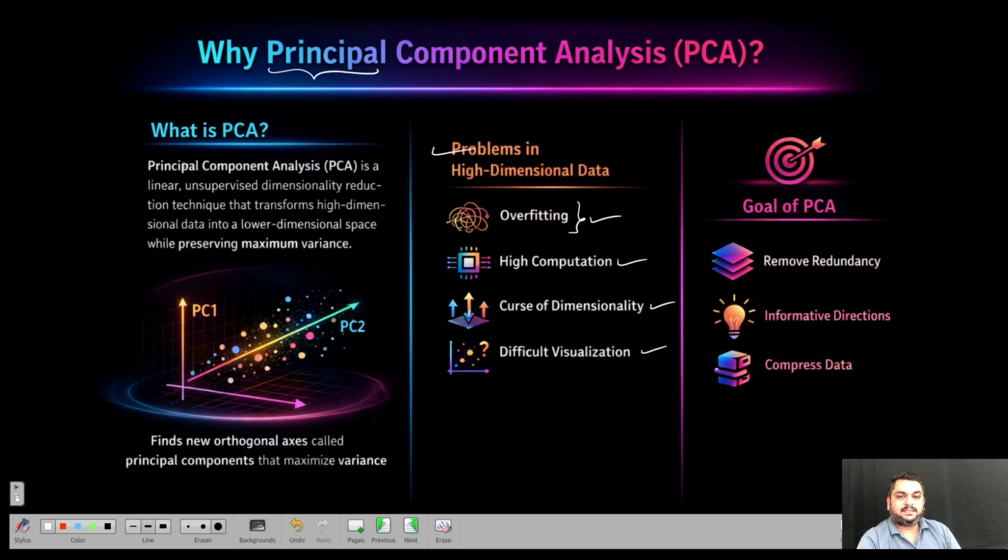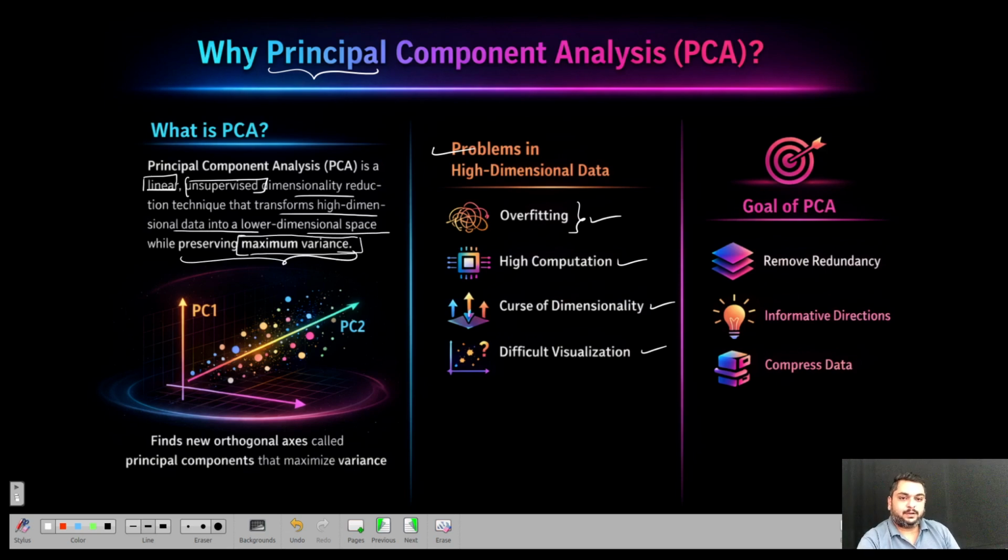So what exactly is it? PCA is a linear, and this is very important, linear, unsupervised dimensionality reduction technique that transforms high dimensional data into a lower dimensional space while preserving maximum variance. See, this works on the concept of variance.